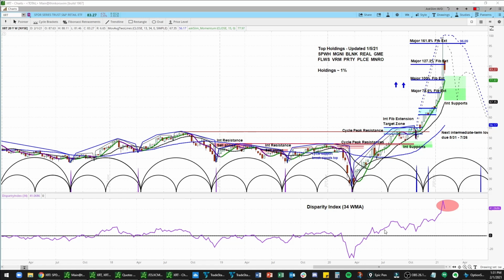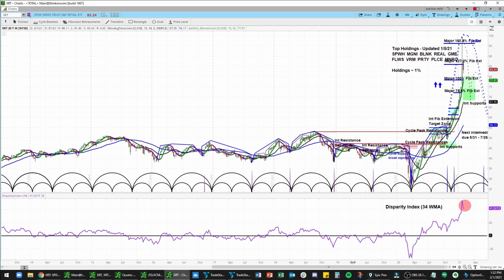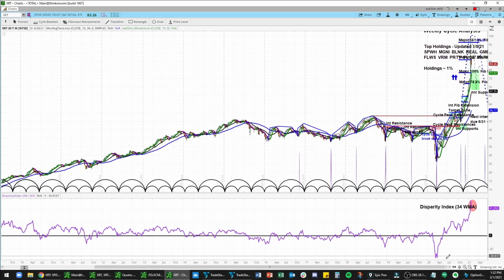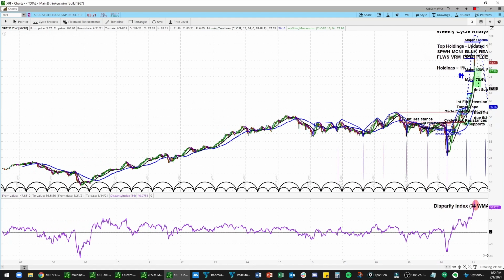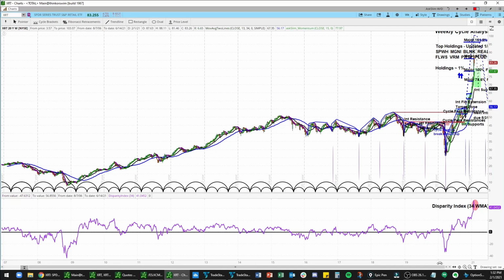What we also have at the bottom here is called a disparity index, and it is set to a 34-week moving average, which is this blue moving average that we see on the chart. What it does here is that it tells us how far we are from our 34-week moving average. I've highlighted this in red because if I zoom out on this chart, you'll see that we are as far from our 34-week moving average on the upside as we have ever been, going all the way back to 2006. So we are very far from our 34-week moving average.